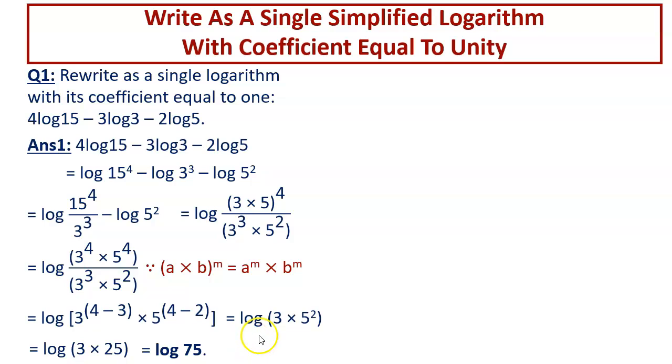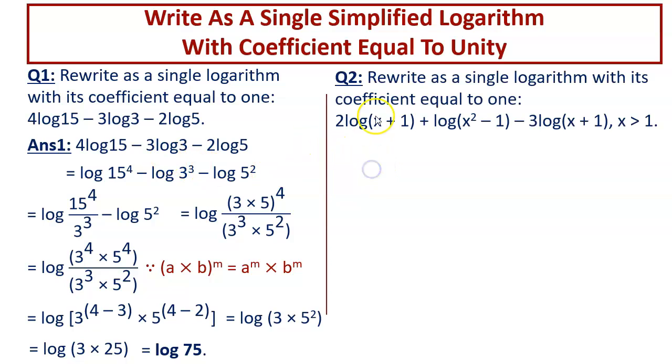Okay. So this is the simplified version: a single log term containing the coefficient equal to 1, and it is in the simplified form. Okay. So this is our final answer for the question number 1. And now coming to the question number 2. Rewrite as a single logarithm with its coefficient equal to 1.